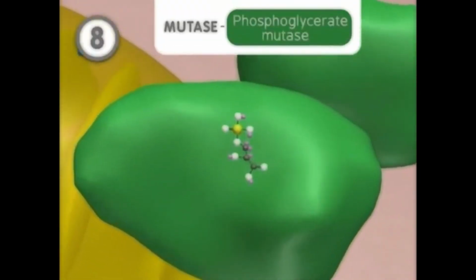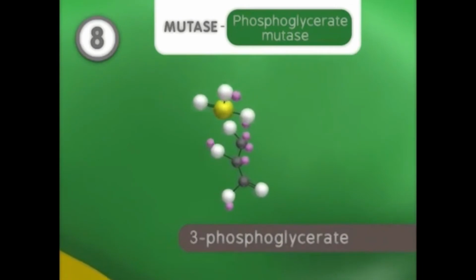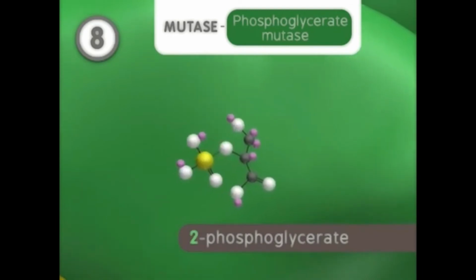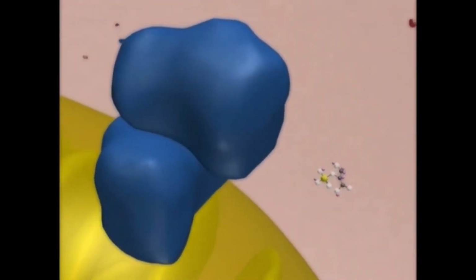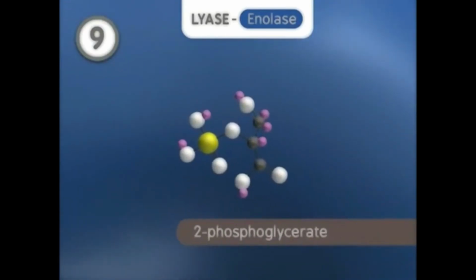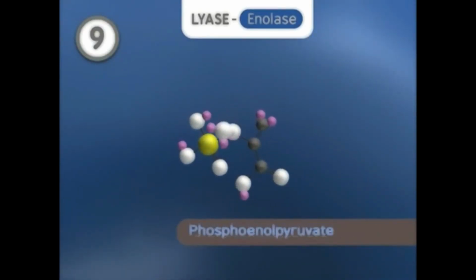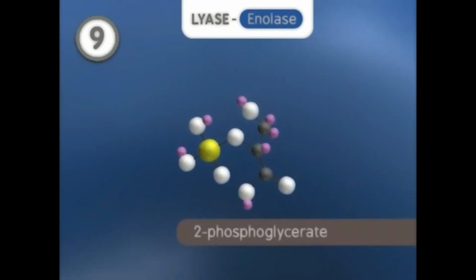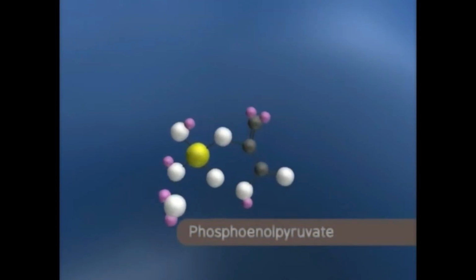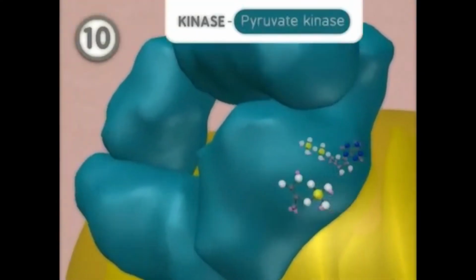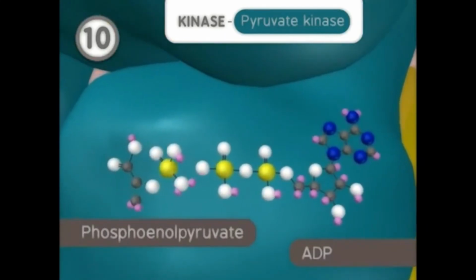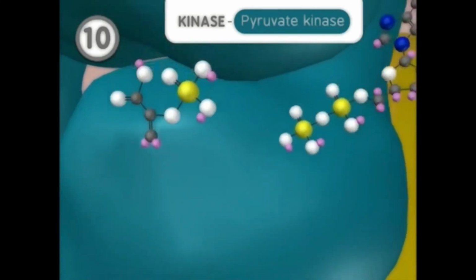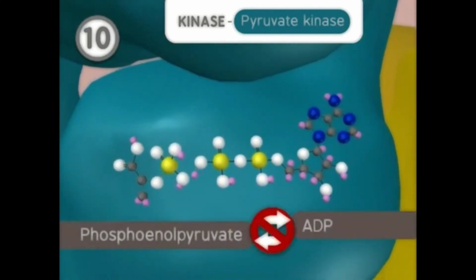The next step involves a mutase reaction that moves the phosphate on the 3rd carbon of 3-phosphoglycerate to the 2nd carbon position to form 2-phosphoglycerate. In step 9, a lyase reaction removes water from 2-phosphoglycerate to form phosphoenol pyruvate. In the final step of glycolysis, a kinase reaction removes the phosphate group from phosphoenol pyruvate and donates it to ADP to form ATP and pyruvate. Like reactions 1 and 3, this step is irreversible.